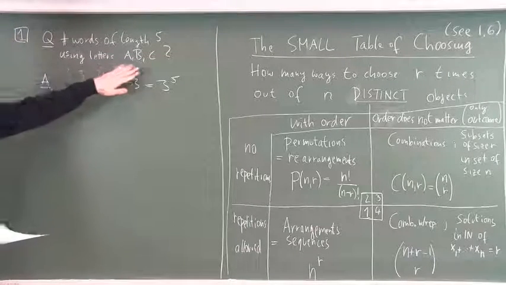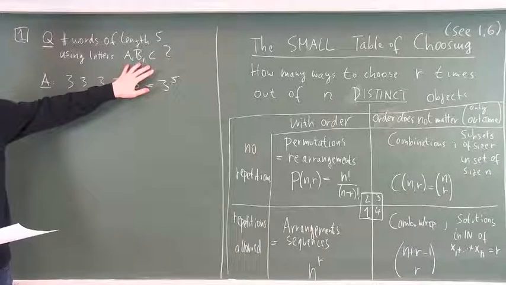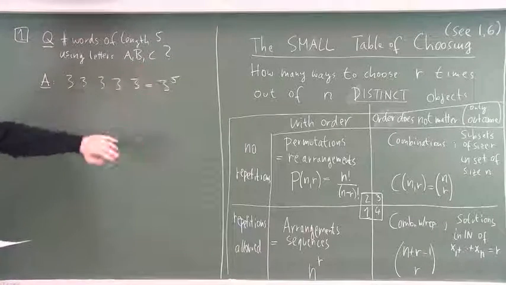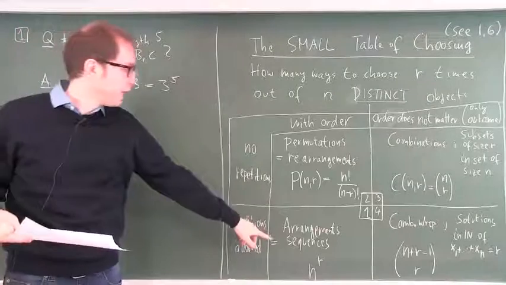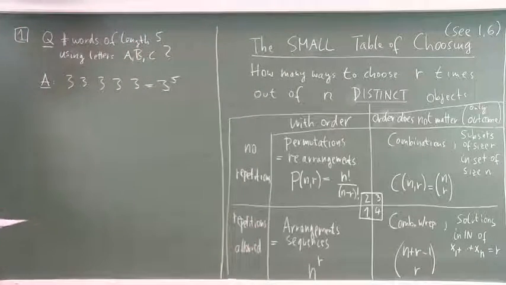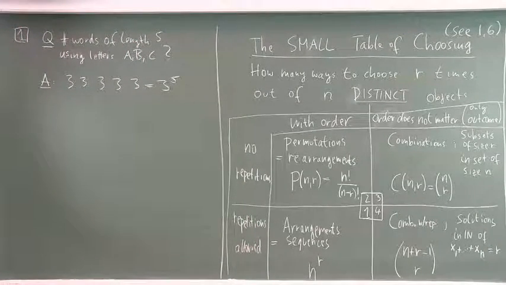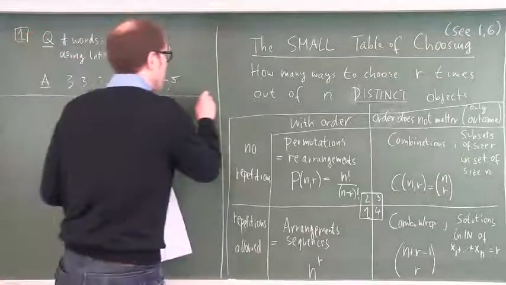Okay, and so in this case, what is n? Well, we have 3 distinct objects, A, B, or C. So n is 3, and we choose them 5 times, so r is equal to 5, and so we get 3 to the 5. Okay, so this was easy, so let's go to the second.